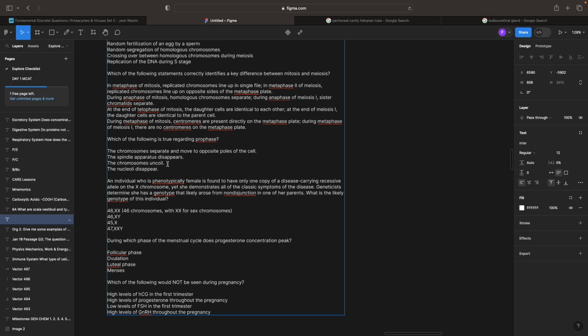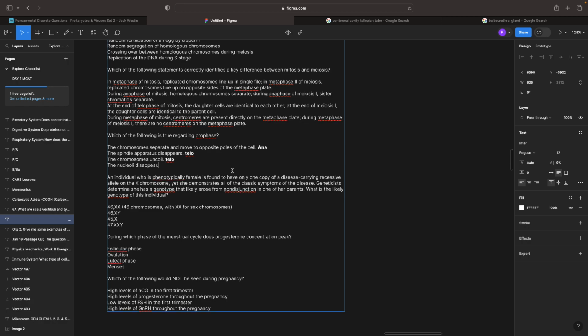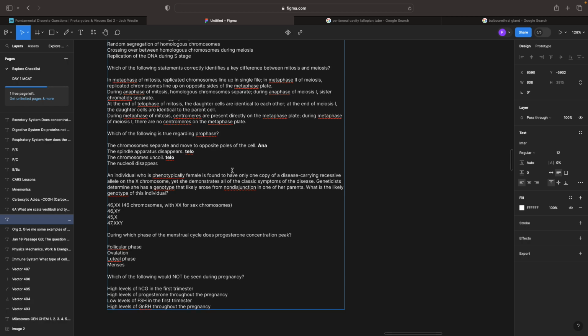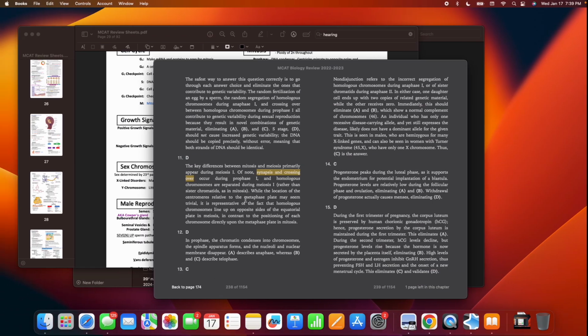Spindle apparatus disappears. This is for telophase. The chromosomes uncoil, so decondense. That's for telophase. The condensation happens in prophase. And then the next question.